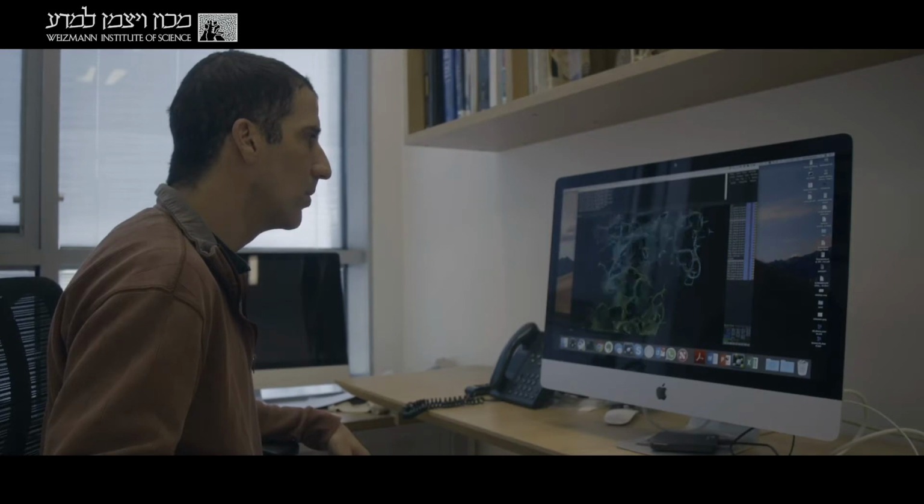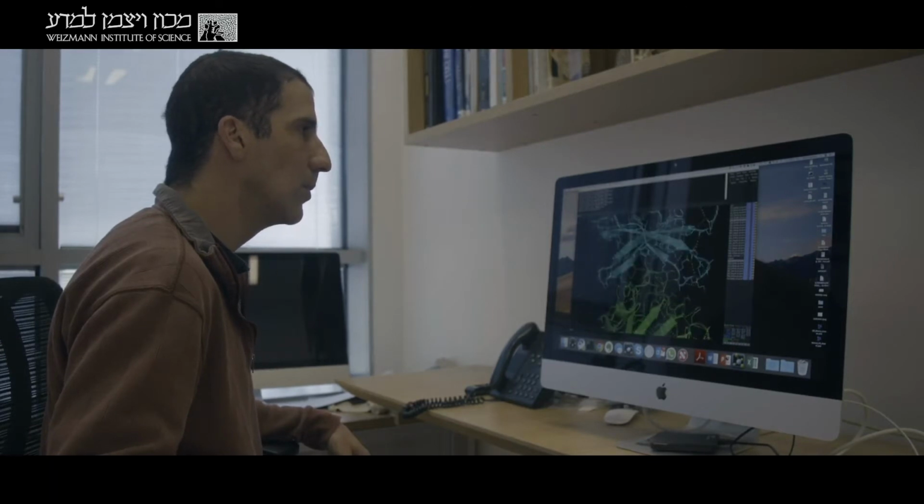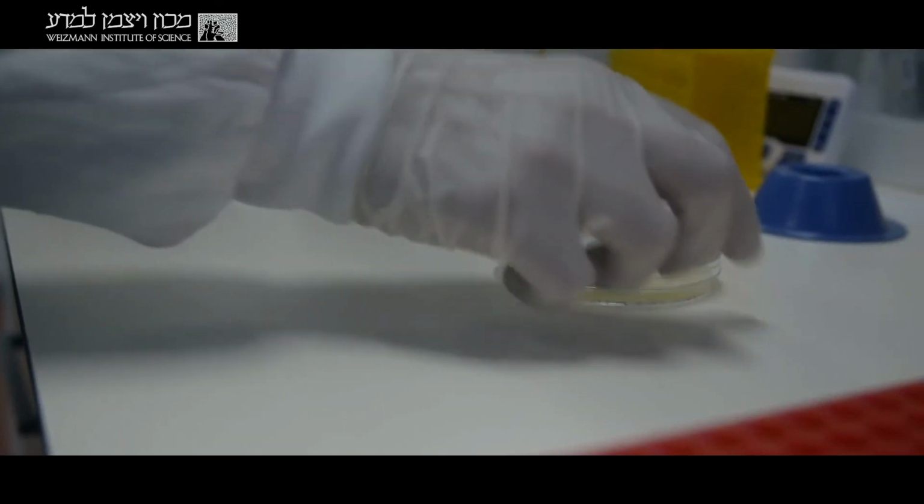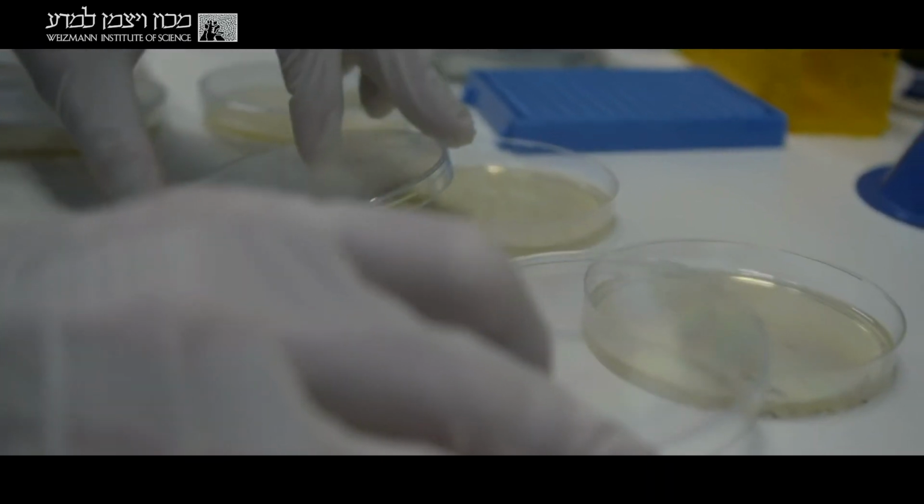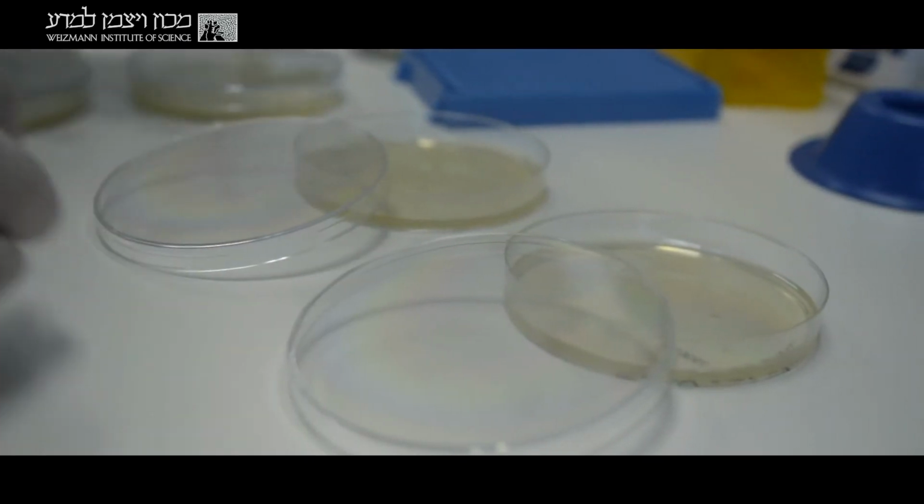We can actually design antibodies on the computer, then go to the lab and experimentally verify that they have the shape that we designed and actually have some of the functions that we designed.